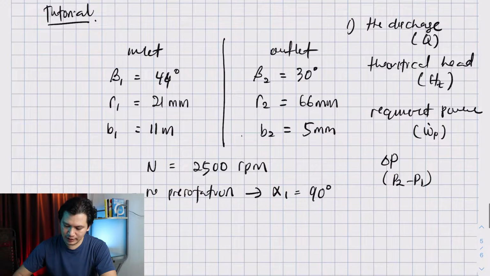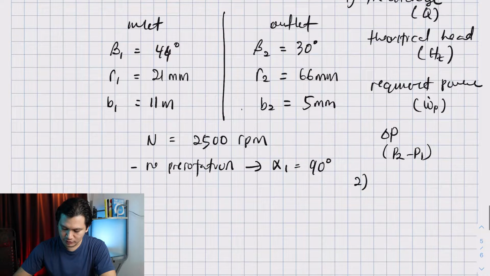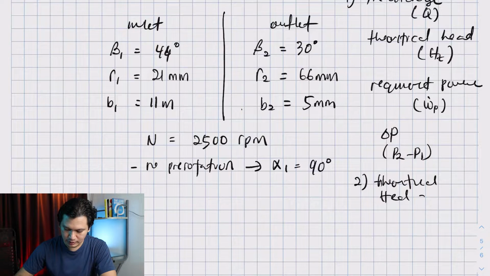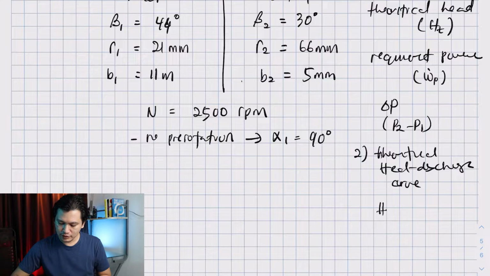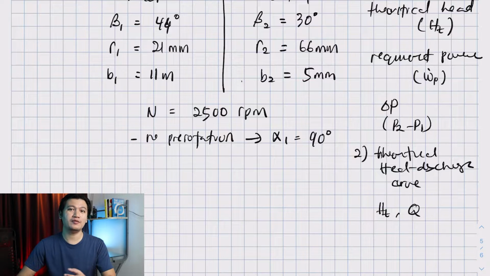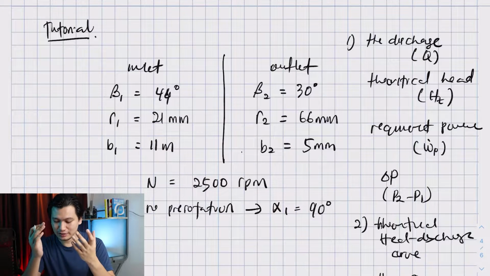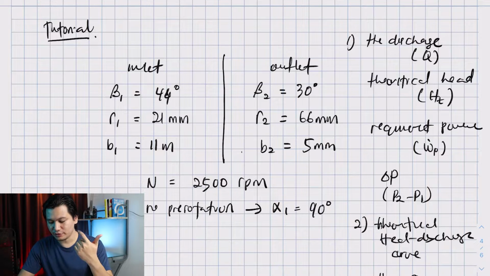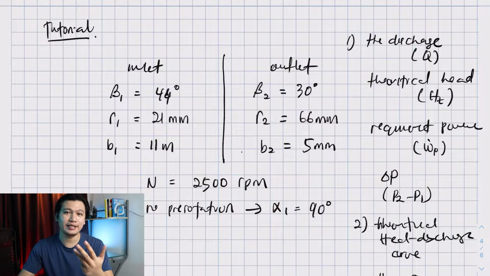Alright, and the second thing that the question wants you to find is the theoretical head discharge curve. Okay, let me write it here. So this is the theoretical head discharge curve. This question means that you need to find the relationship of HT and Q. Okay, we've done this before and we will find this later. Now let's try and solve question number 1, which is discharge, theoretical head, required power, and delta P.